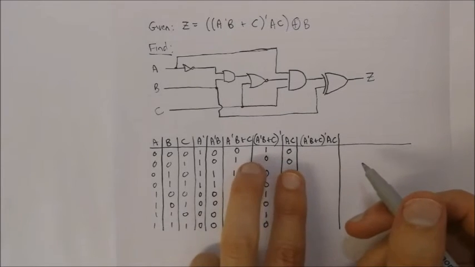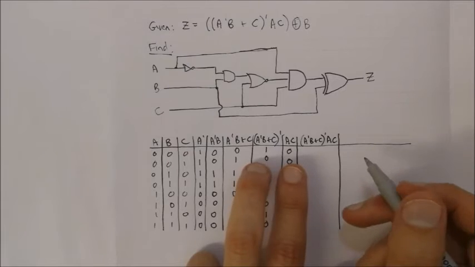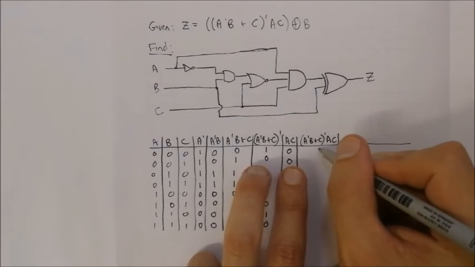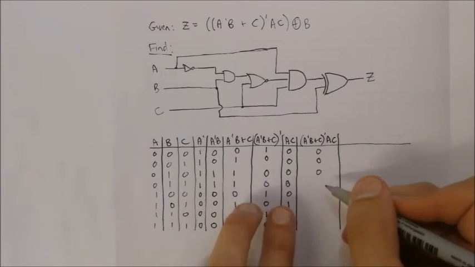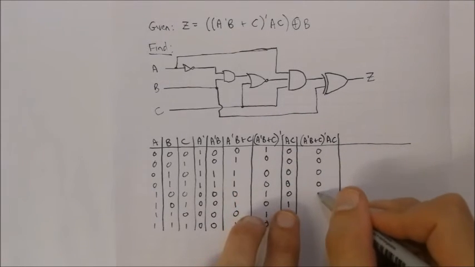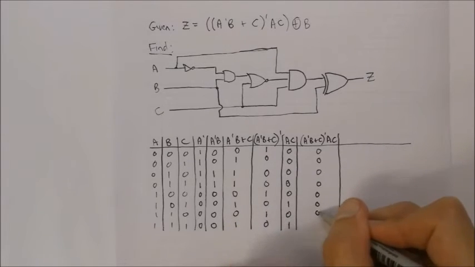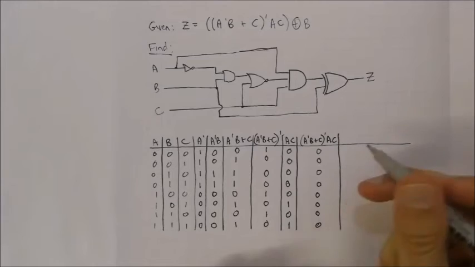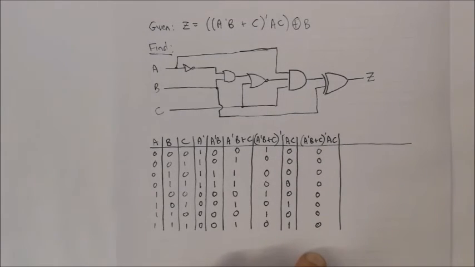Again we're going to be looking at these two columns and both inputs need to be 1 for the output to be 1. So that is a 0, 0, 0, 0, 0, 0, 0, and a 0 over there. So all of the output for that is equal to 0.